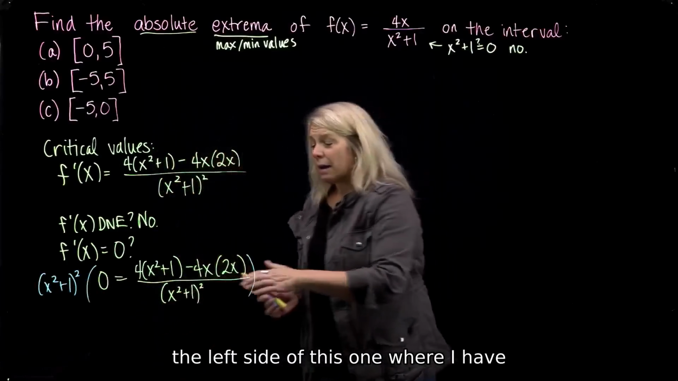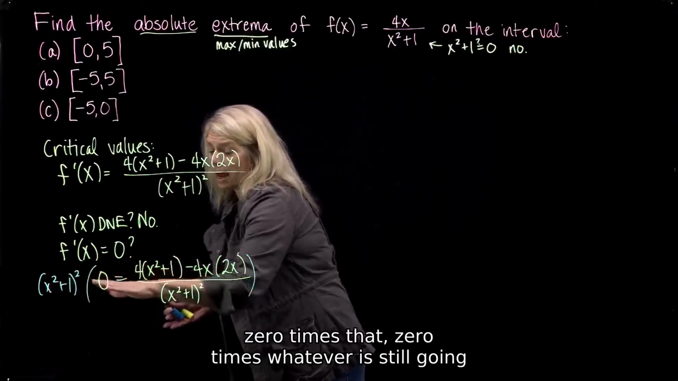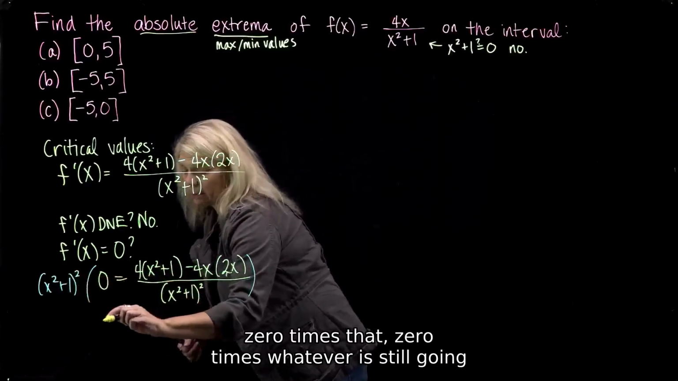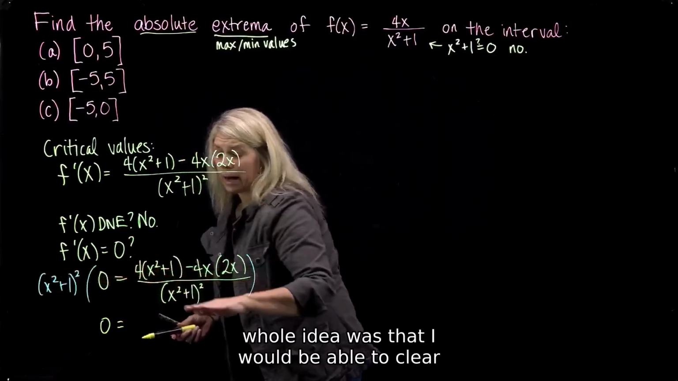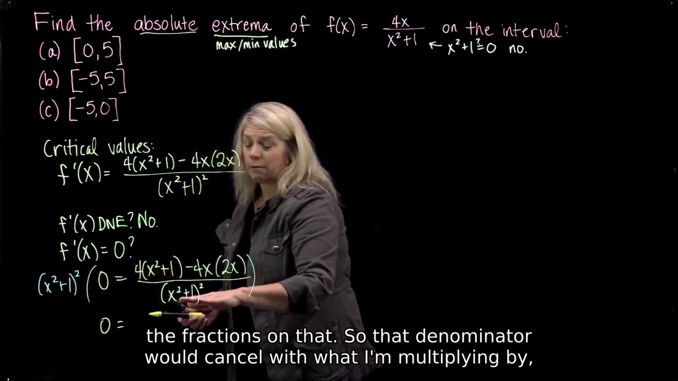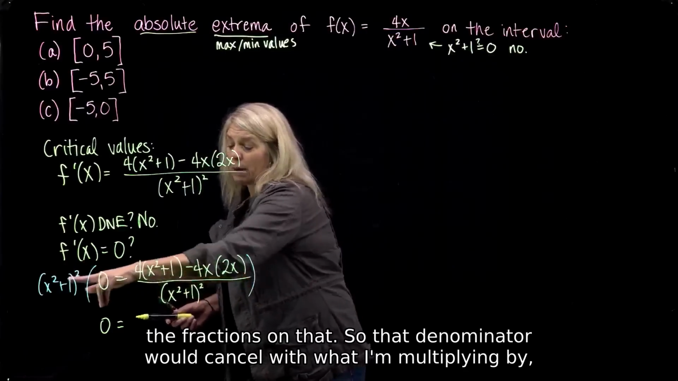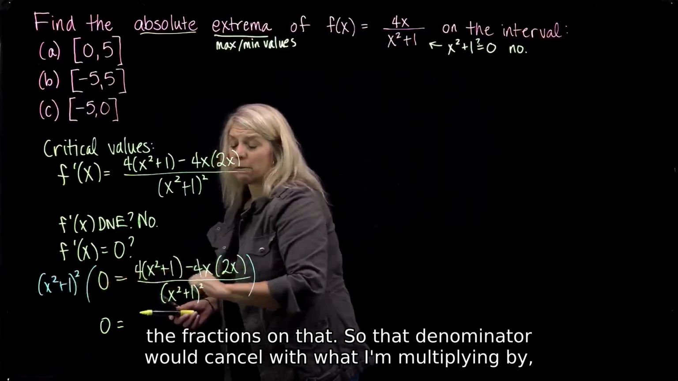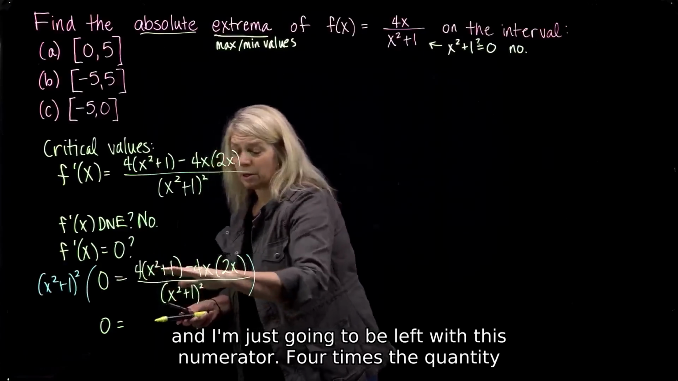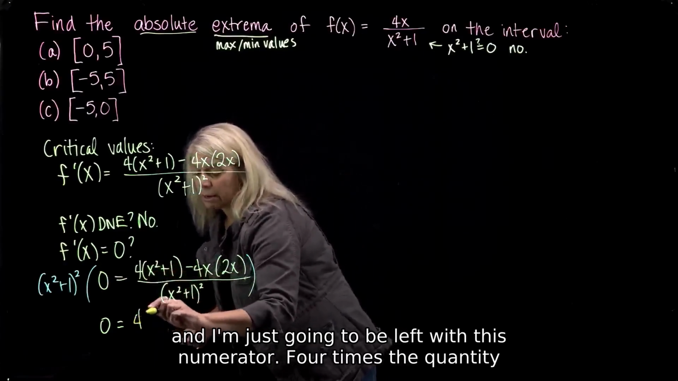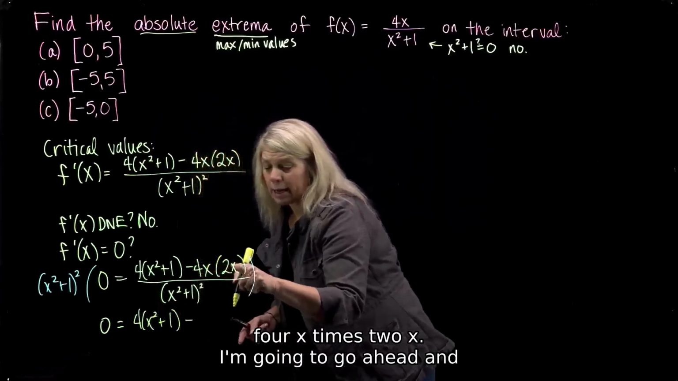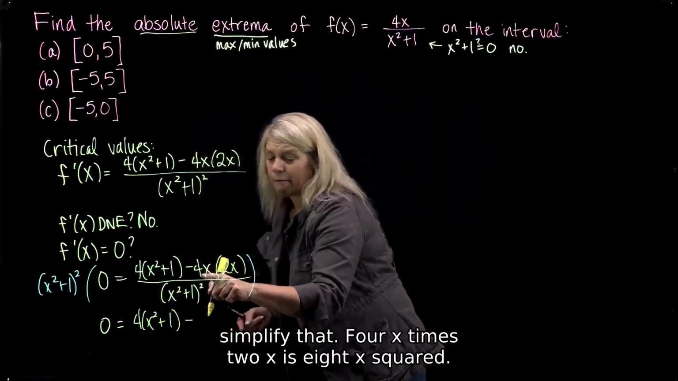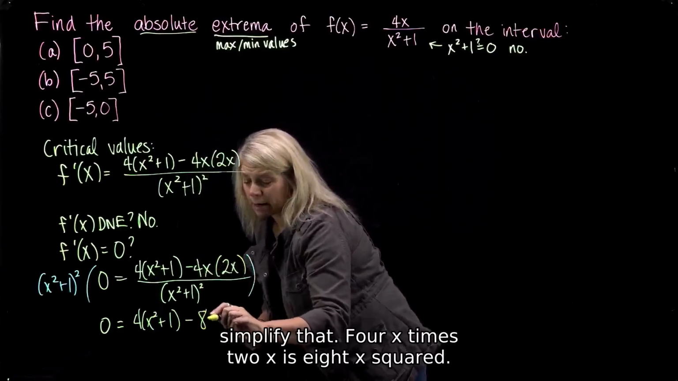And on the left side of this one, where I have 0 times that, 0 times whatever is still going to be 0. And then when I multiply the right side of the equation by that denominator, the whole idea was that I would be able to clear the fraction from that. So that denominator would cancel with what I'm multiplying by, and I'm just going to be left with this numerator. 4 times the quantity x squared plus 1 minus 4x times 2x. I'm going to go ahead and simplify that. 4x times 2x is 8x squared.